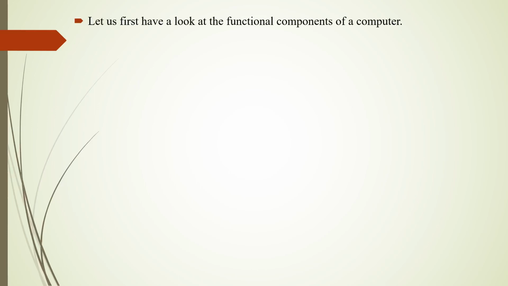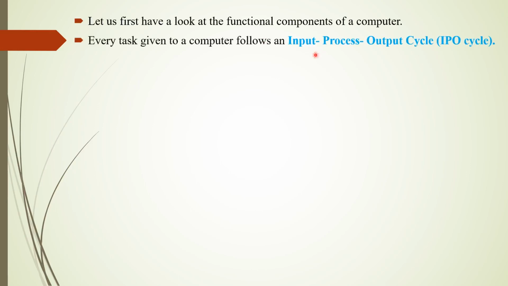Before we start the components of the computer, we will discuss the functions of the components of a computer. Every task that is given to the computer follows the IPO cycle. What is this IPO cycle? Input process output cycle. That is known as the IPO cycle. We already discussed it, I think in introduction part 1 or part 2.